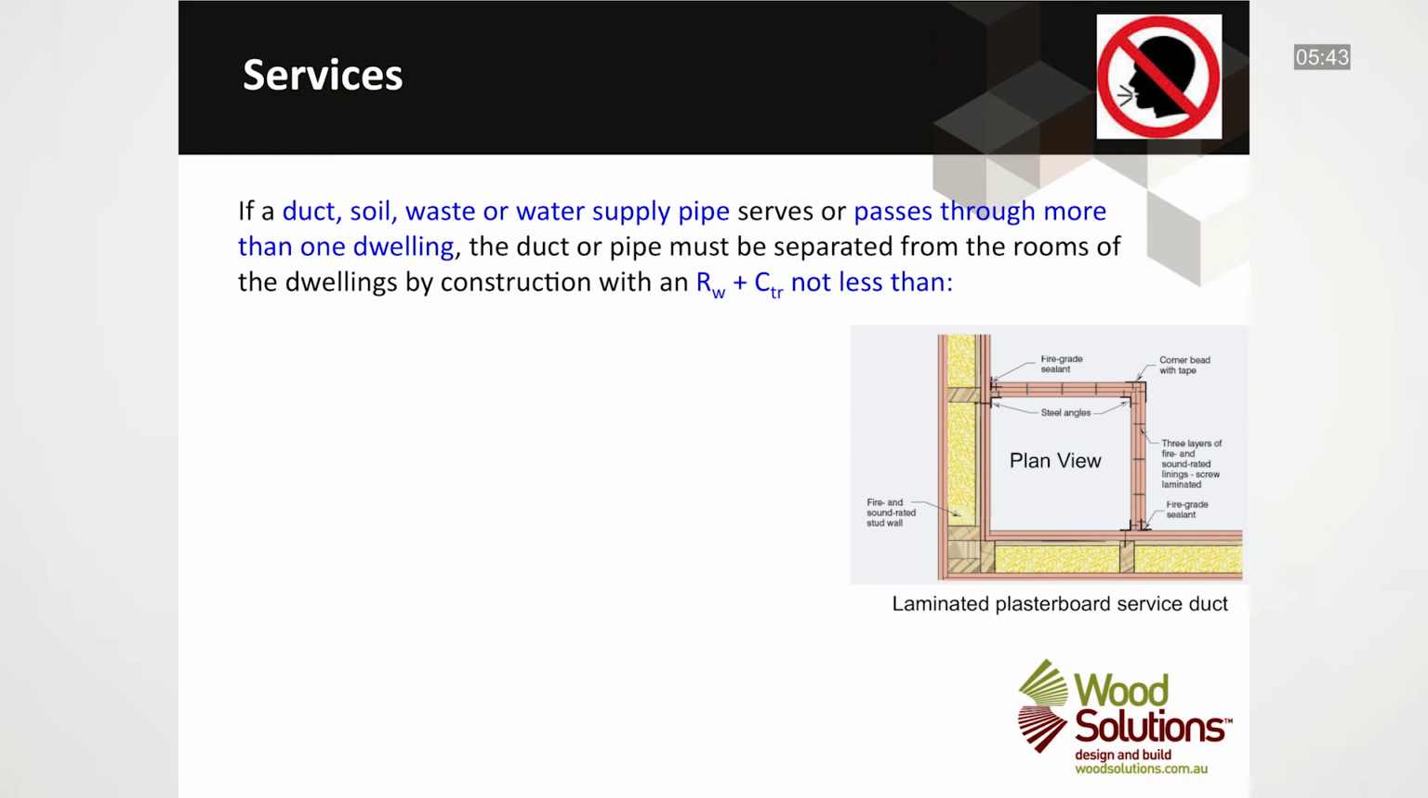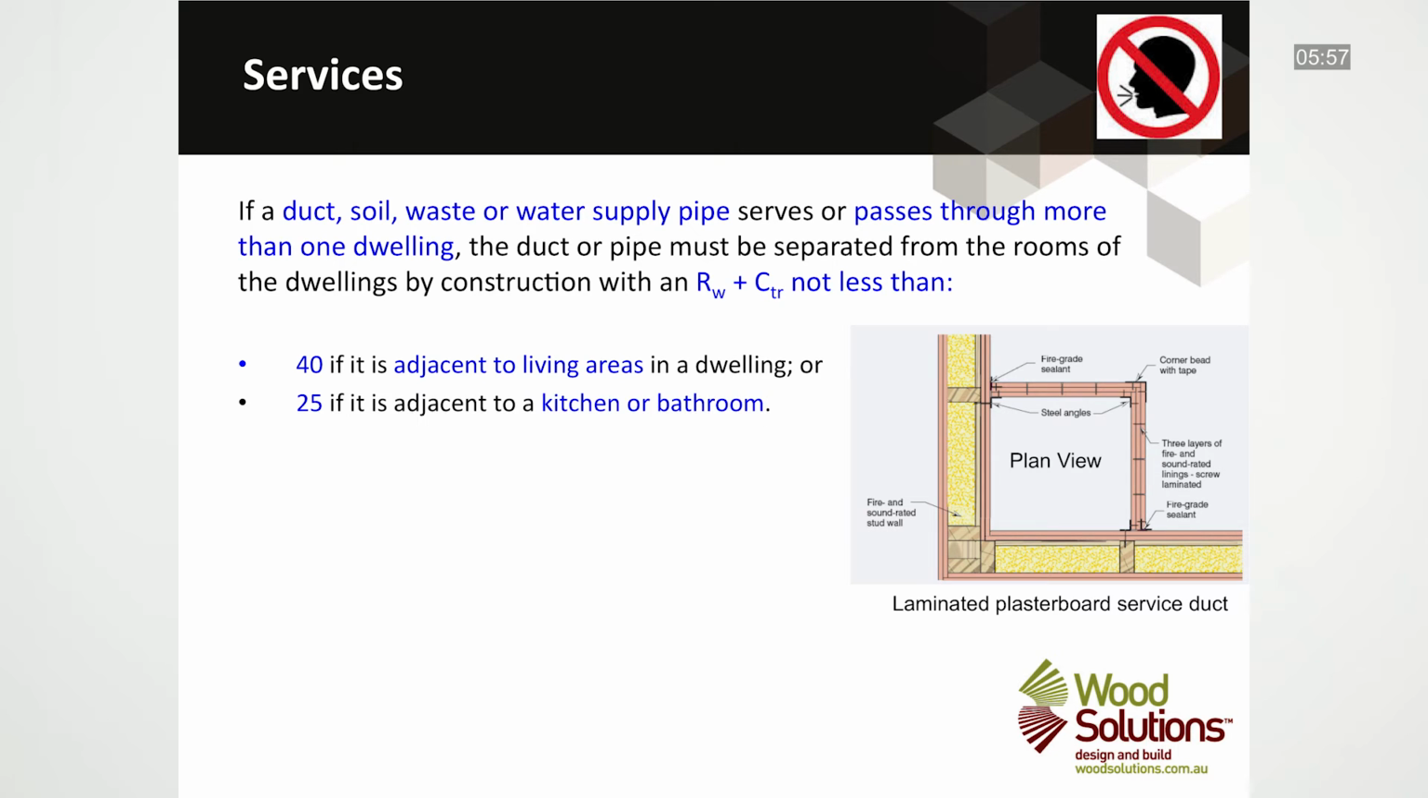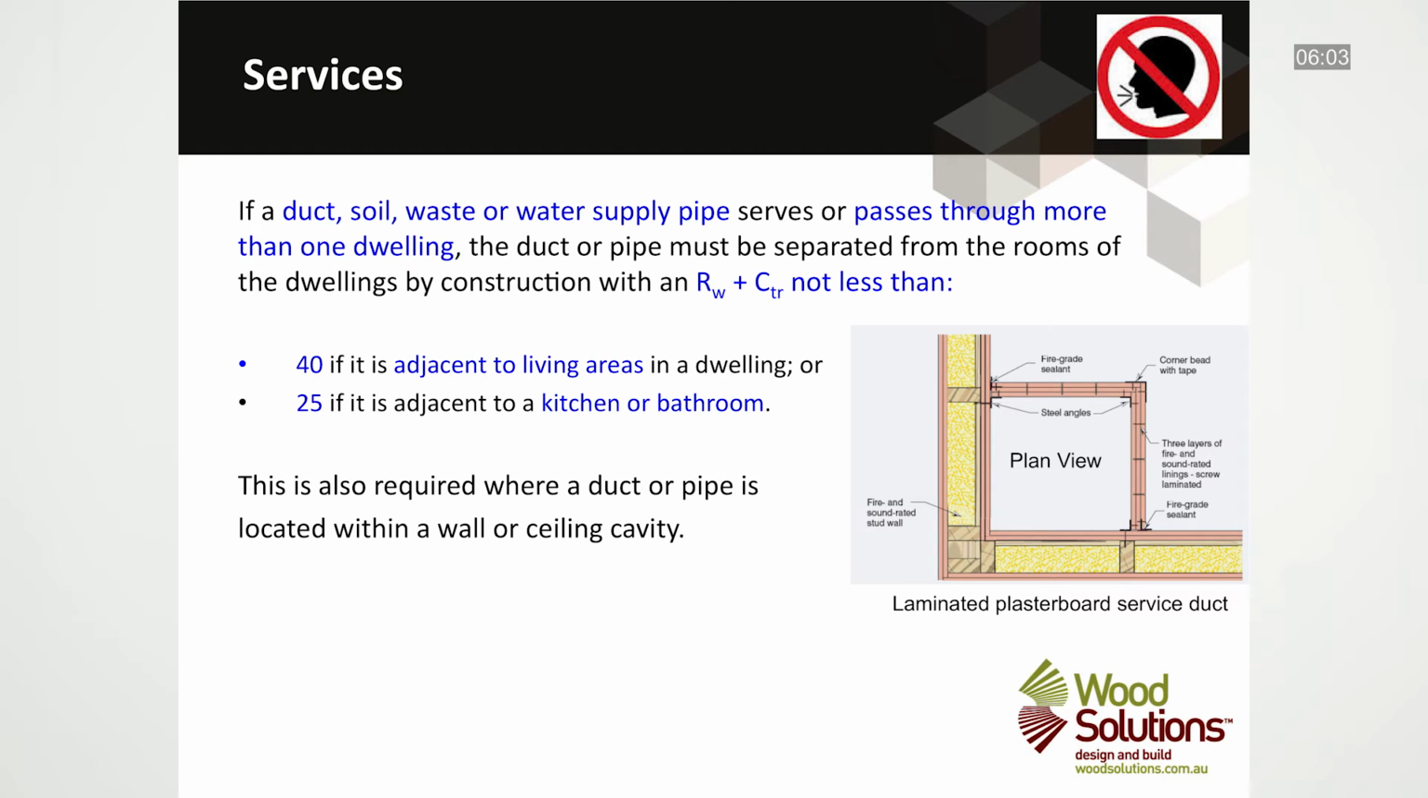In terms of building services, if a duct, soil, waste or water supply pipe serves or passes through more than one dwelling, the duct or pipe must be separated from the rooms of the dwellings by construction with an RW plus CTR not less than 40 if it is adjacent to living areas in a dwelling, or 25 if it is adjacent to a kitchen or bathroom. This is also required where a duct or pipe is located within a wall or ceiling cavity.